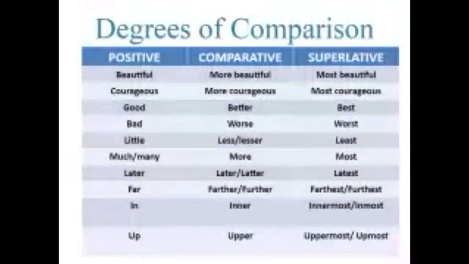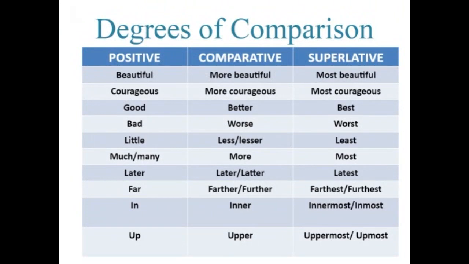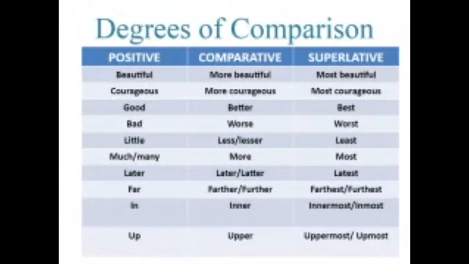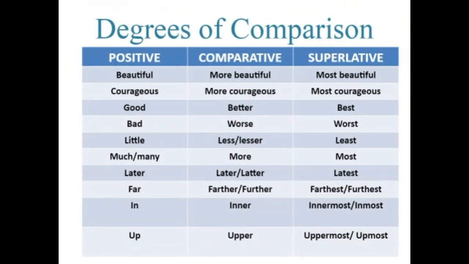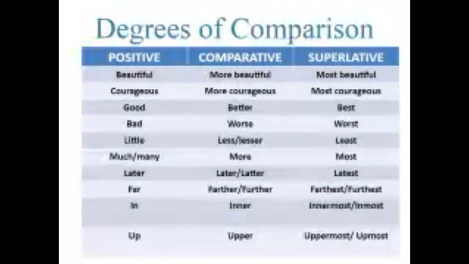Okay. Similarly, we have far, farther, or further. Superlative would have farthest or furthest. Far, farther, farthest refers to the distance. Further is used when I'm referring to postponing something. Similarly, in, inner, innermost, or inmost; up, upper, uppermost, or upmost. Right? You can learn these as well. That would be helpful. Okay, this is where we end it. So this was the explanation of degrees of comparison.